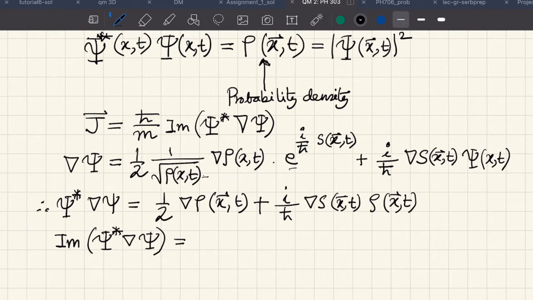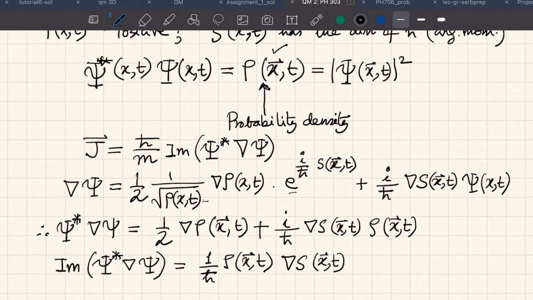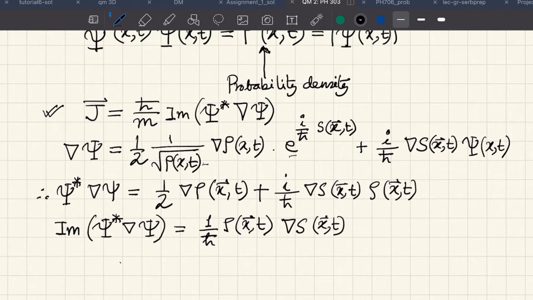then it is going to give you 1 by h bar, rho of x,t, gradient of S of x,t. From this expression, if you compare with this formula, we will get J as rho del S divided by m. So it's basically a very nice formula that we have obtained.